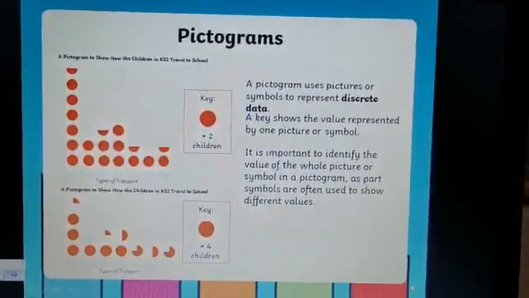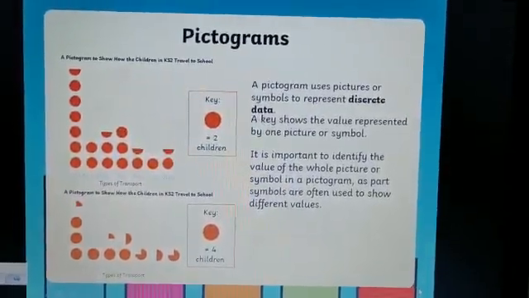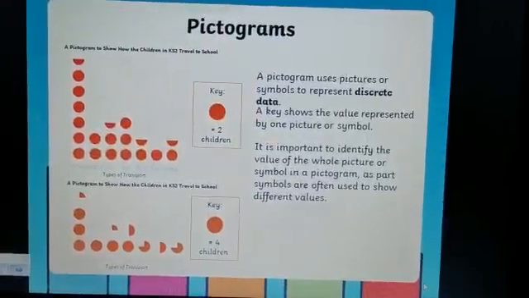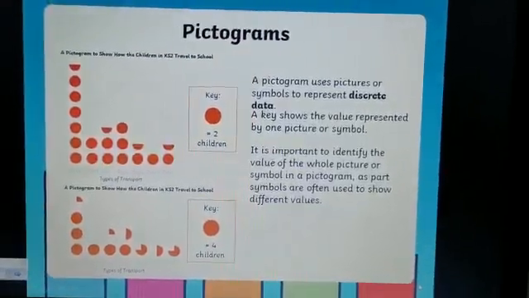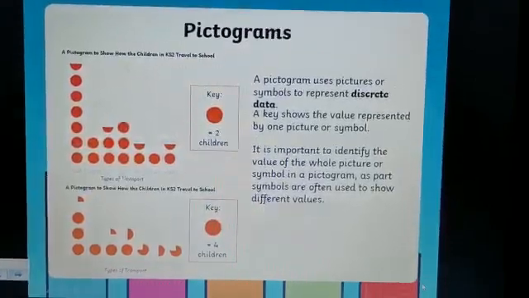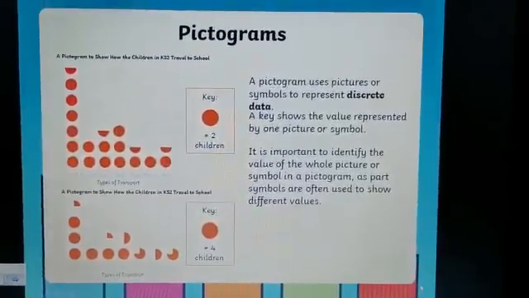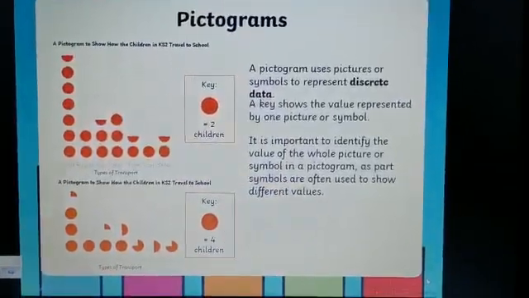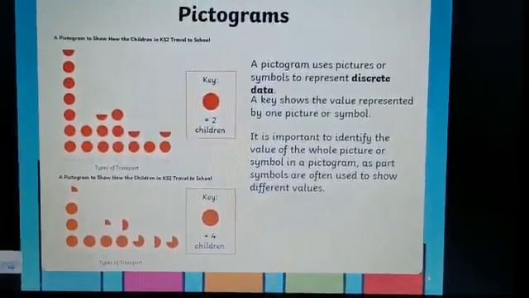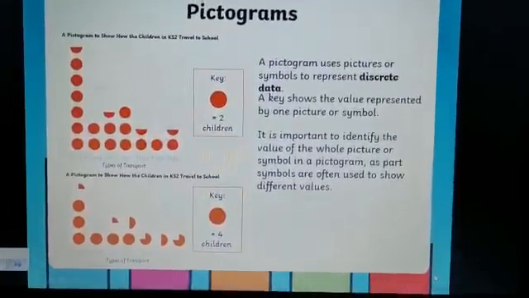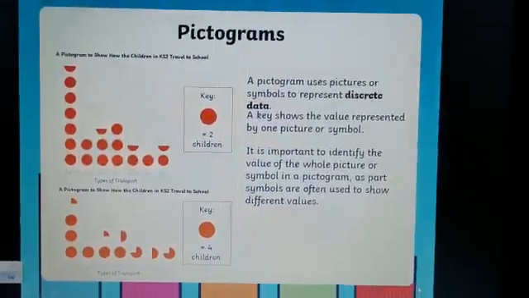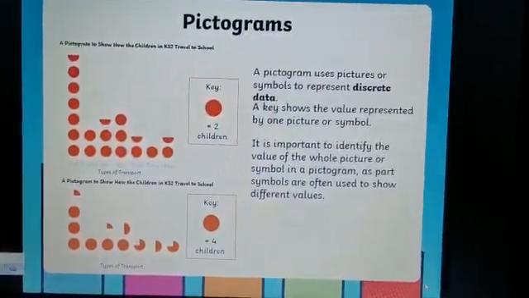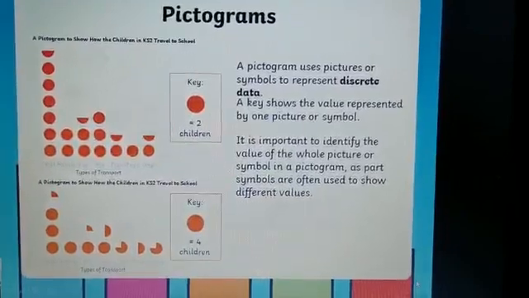So it says here it is important to identify the value of the whole picture or symbol in a pictogram, as part symbols are often used to show different values. So I can see a whole circle, if we look at the top graph, shows us 2 children, which means those half circles there must be half of the amount of the whole. Well, I know that half of 2 is 1. So a half of that circle must mean 1 child.